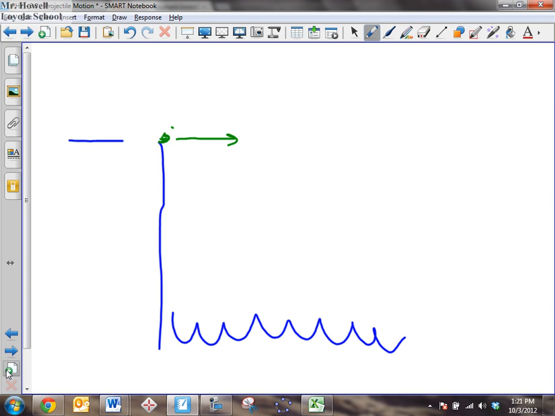So the ball is kicked off the cliff perfectly horizontal. Okay? Now, it's kicked perfectly horizontal, but eventually what's going to happen to it? It's going to start dropping. Yeah, it's going to start to drop in some sort of a parabolic fashion.